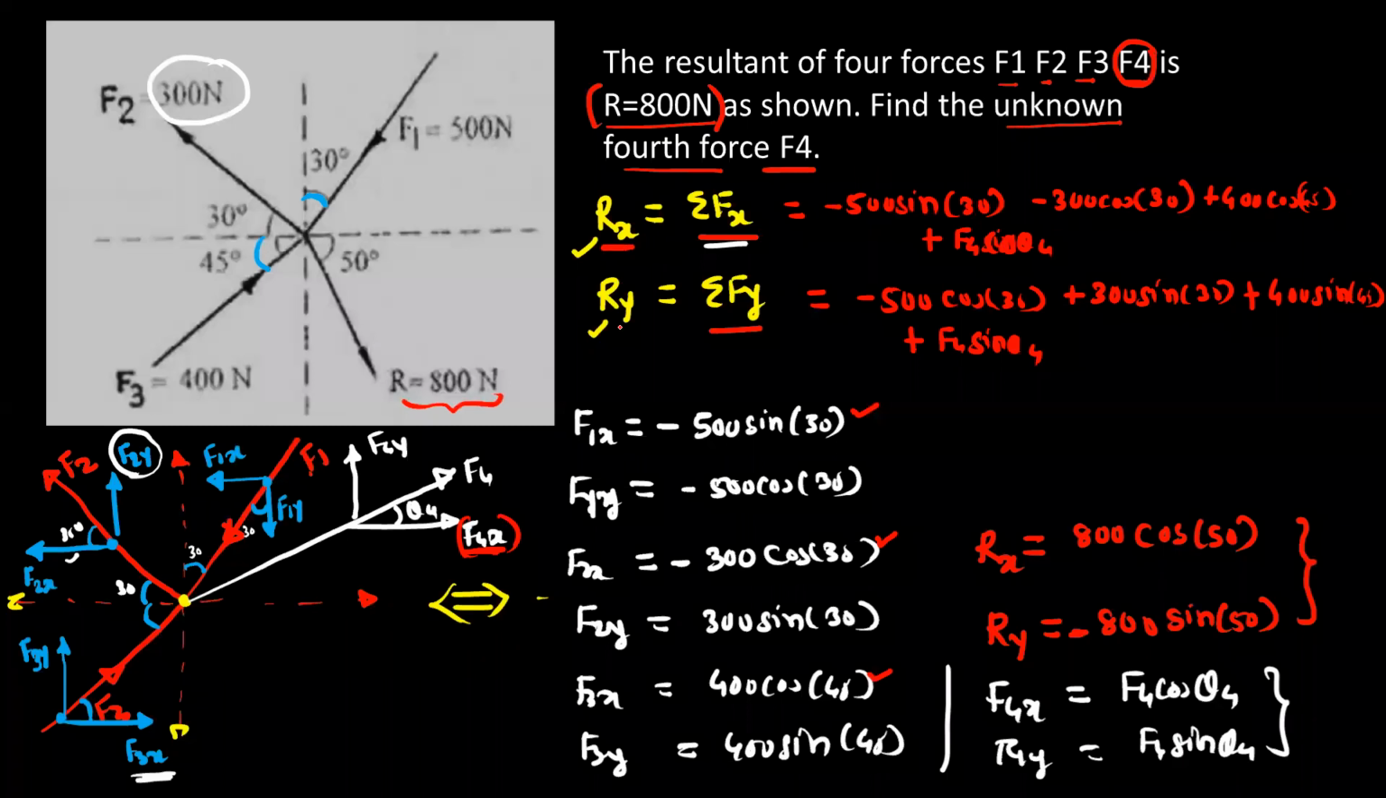Now we know the Rx value and Ry value. So this is Rx and this is Ry. Okay. So equate this equation. This is equal to 800 cos 50 and this complete equation is equal to minus 800 sin 50. Okay. So from this, you will get the value for F4 cos theta 4 and F4 sin theta 4. Okay. So just give me the answer for F4 cos theta 4 and F4 sin theta 4.